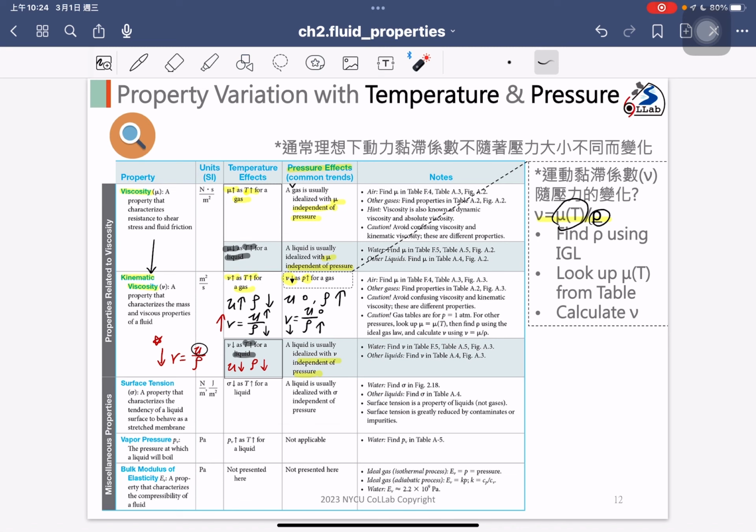the first idea, you should find the density first, okay? Especially for the gas, you should apply the ideal gas law. Then you have the density, and you can check the table to get the mu values for the different conditions. Then you can calculate the kinematic viscosity. Why I highlight this: because sometimes the table doesn't summarize the kinematic viscosity values for different conditions. The table only summarizes some mu and only provides the law. So you need to calculate the kinematic viscosity by yourself based on your knowledge.